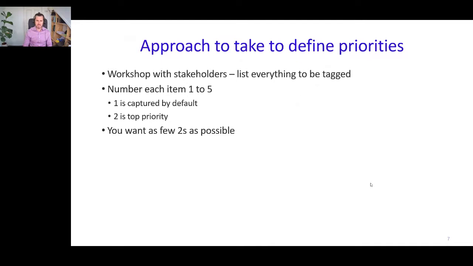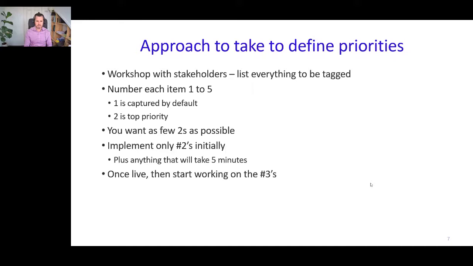So your number 2 is a top priority. And to be honest, you actually want as few 2s as possible. If you're not bringing tears to the eyes of the requesters, by making it as hard as possible, deciding what can be included and what can't be included, and restricting that list of number 2s, the critical items, to as few as possible, you're not trying hard enough.